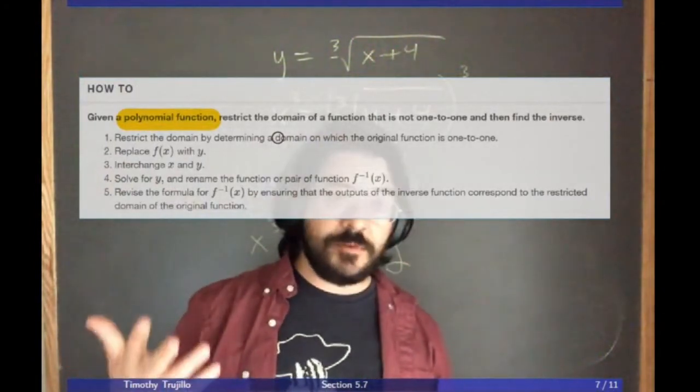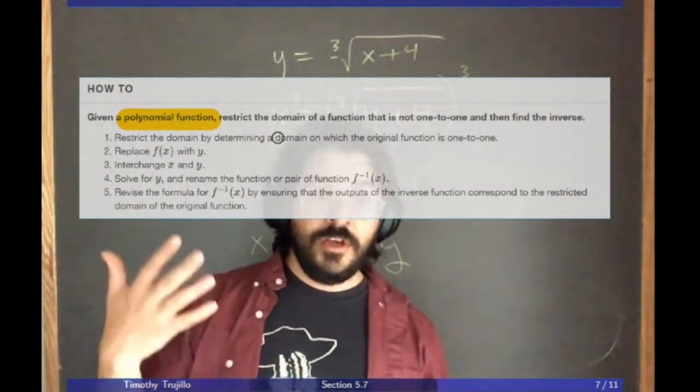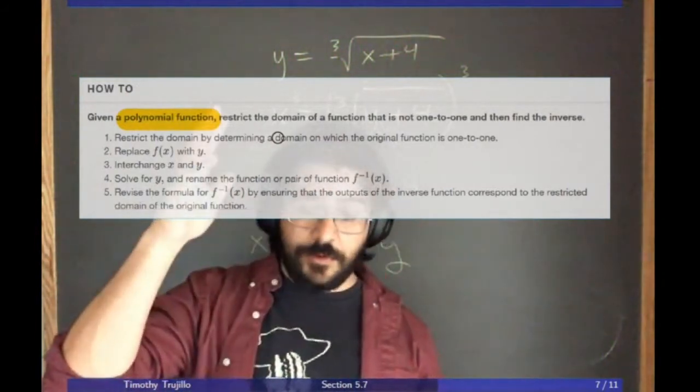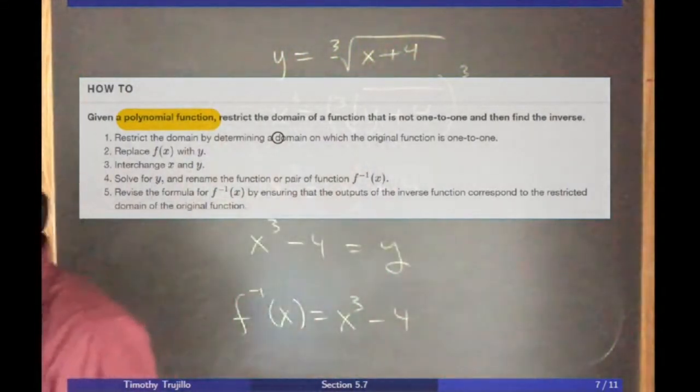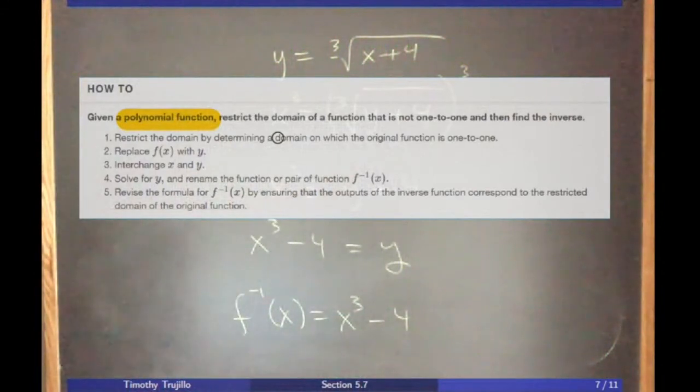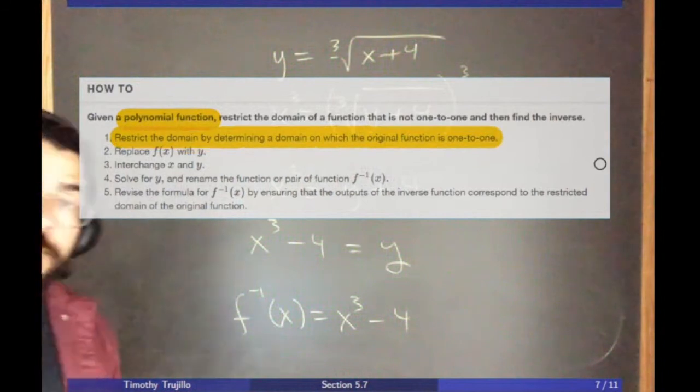An example of something like that would be x squared or x to the 4th or x to the 6th. Anything with an even power will not have the property of being 1-to-1. So again, we want to restrict the domain in such a way that the function becomes 1-to-1. So the first step when trying to find the inverse of a function that is not 1-to-1 is to cut back the domain.